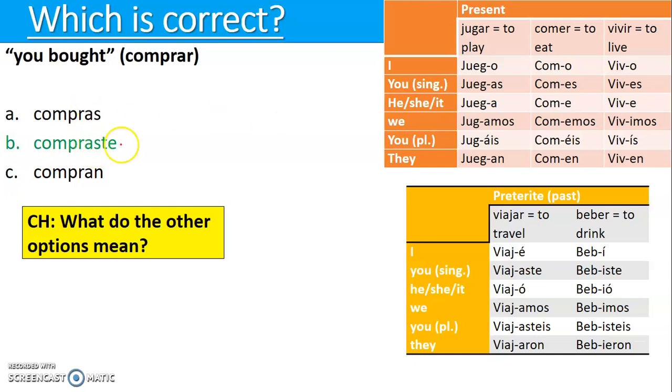You bought is going to be compraste, because it's this ending here. And then compras, with just the AS, is going to be this one here. So it's you buy. And then compran is this ending. So it's going to be they buy. So these two are both the present tense. This is the past tense because it ends in aste. I think this is the last one. So I ate. Remember, it's an ER verb this time. Pause the video.